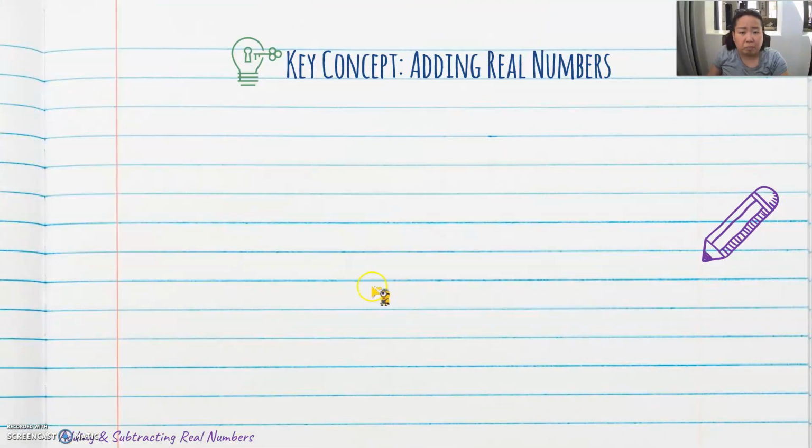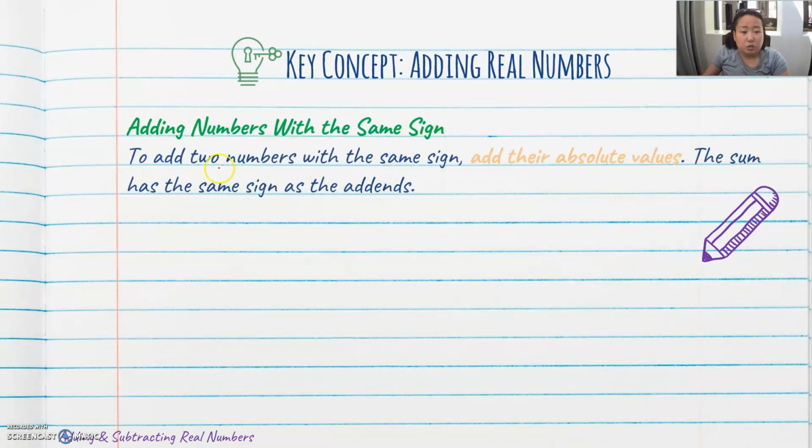Okay. And so when we are adding real numbers, based on the examples that we have seen earlier with the number line, we can conclude that if we are adding numbers with the same sign, you simply add the 2 numbers and you keep the sign. If they are both positive, the answer will be positive. Both negative, you add them and the answer will be negative.